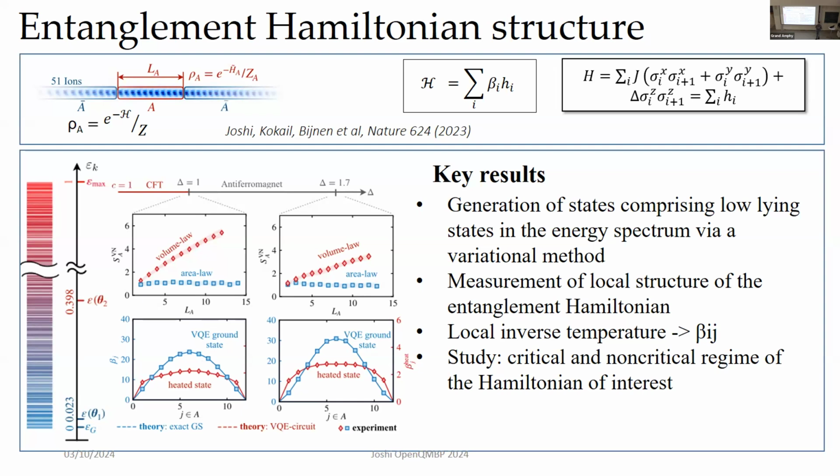Question: it's still the 53 ions? Yeah, it's 51, but the subsystem that we could probe with this method was up to, I think, 20 particles. So you still needed 20 parameters to be known.